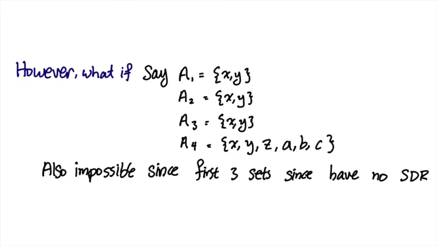However, what if A1, A2, A3, and A4 are like this? Unlike the example from the previous slide, there are 4 sets in this set system. However, there are 6 total possible representatives. Will this work? It is clear to see that it is also impossible because the first three sets themselves have no SDR for the reason outlined in the previous slide. So adding another set to it still has no SDR.